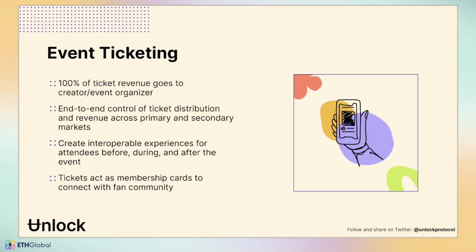Let's dive deeper with some more specific use cases. So for ticketing, based on how the protocol is deployed right now, 100% of the ticket revenue goes to the creator or the event organizer. It's not like a platform that would take a cut here. The organizer fully controls the ticket distribution, and if they want, fully controls potentially the secondary market. They can avoid transfer, or they can require transfer to go to a specific clearinghouse for these to happen.